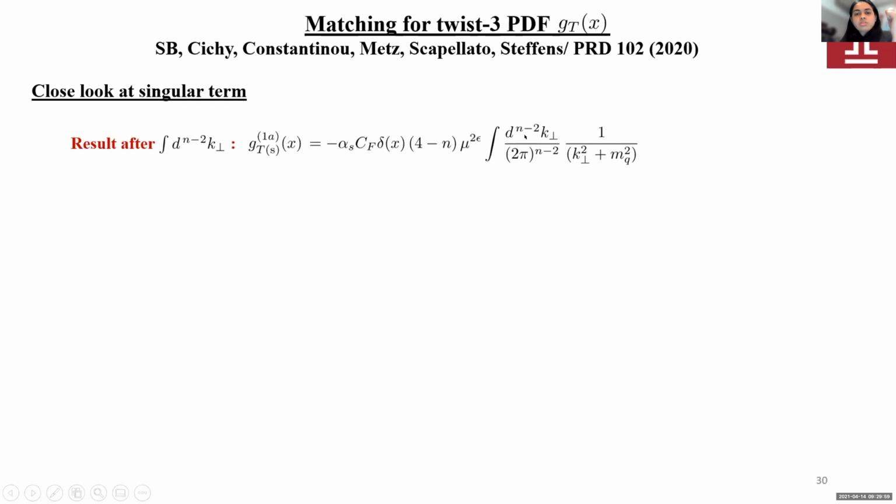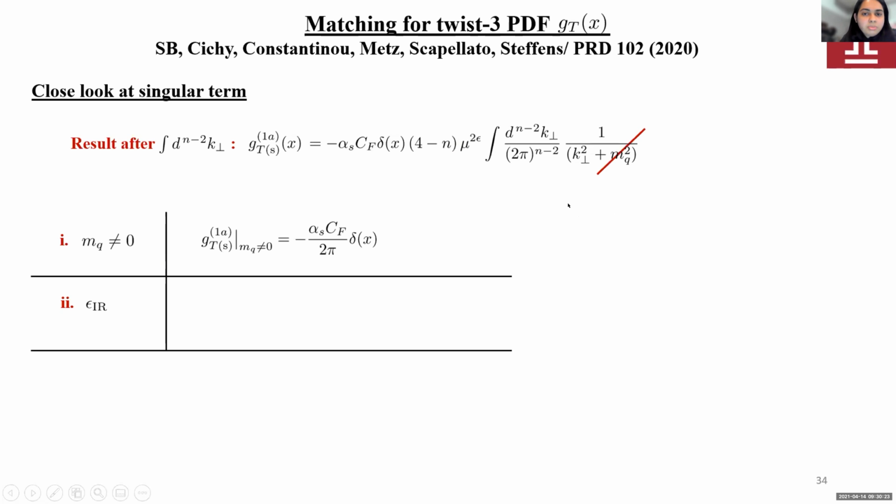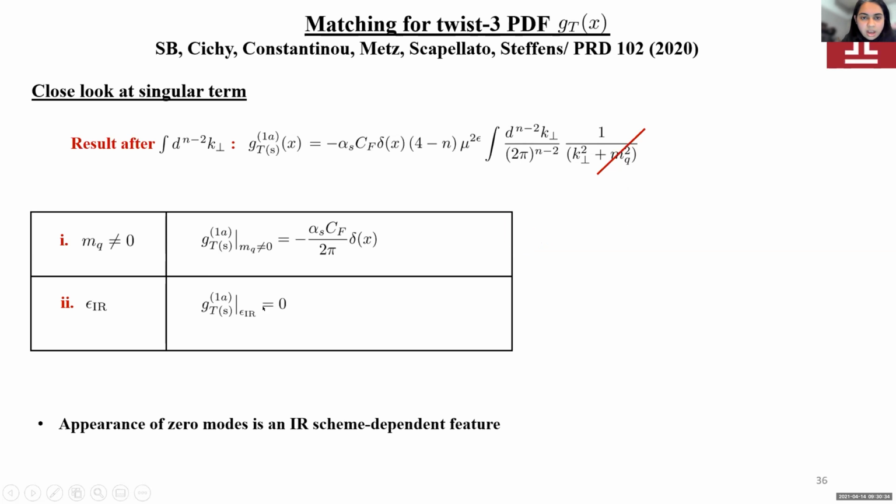Now this is going to have both UV and infrared divergences. So let's just work with quark mass first and see what comes out. What happens is that the ultraviolet pole cancels the epsilon UV present in the prefactor such that a delta function, this one over here, survives in your light cone GT. However, if you work with dim reg for the infrared, you see that the DR regulated infrared pole also allows for a delta function, but with an opposite sign, and therefore the delta function drops out in your light cone GT. So for the first time, you see that the appearance of the zero modes is actually an infrared scheme dependent feature.